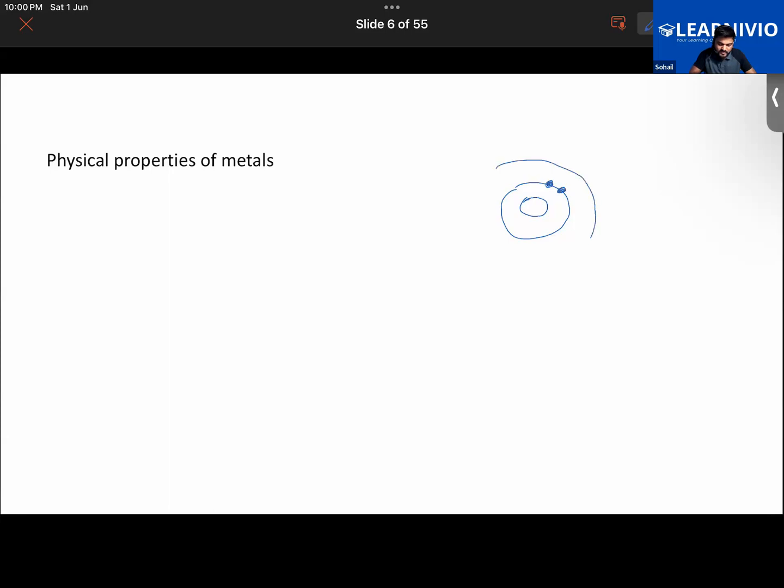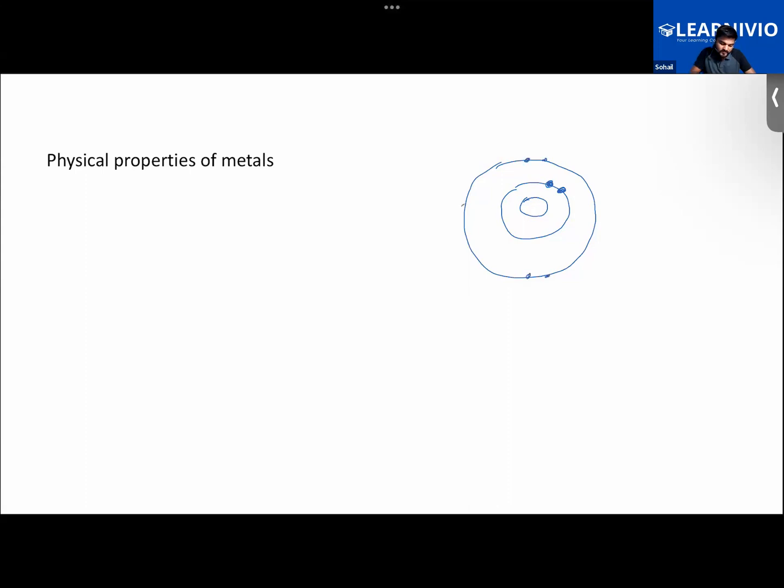Two atoms, two electrons are here. Then you have 2, 3, 4, 5, 6, 7, 8. Then there's one more.